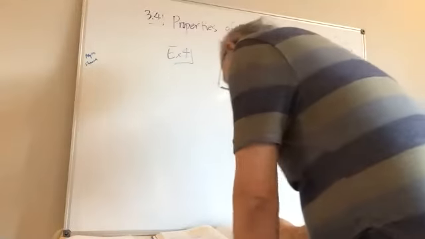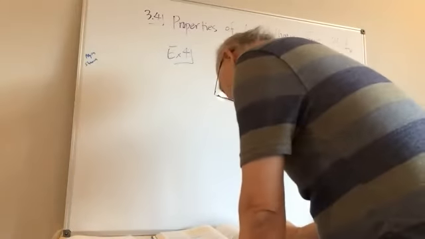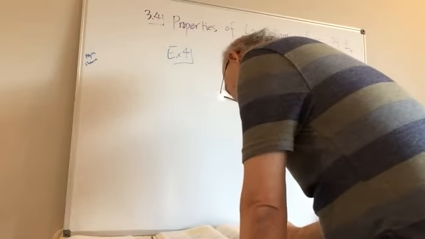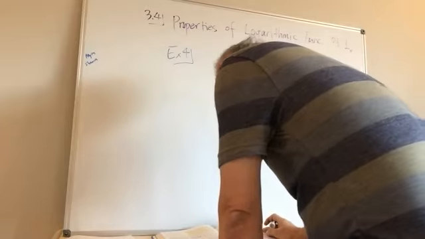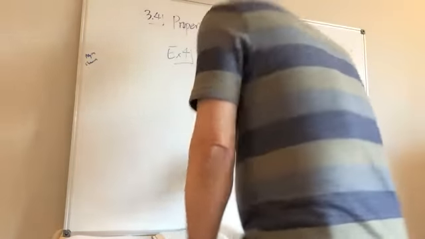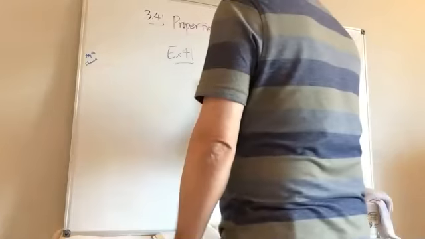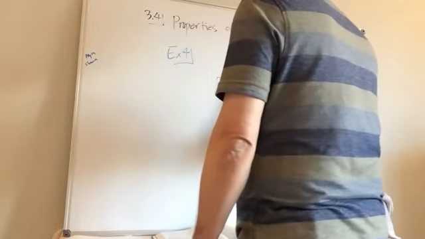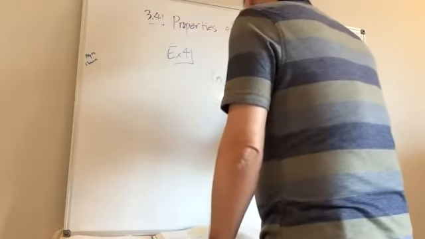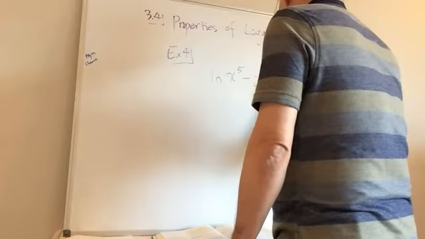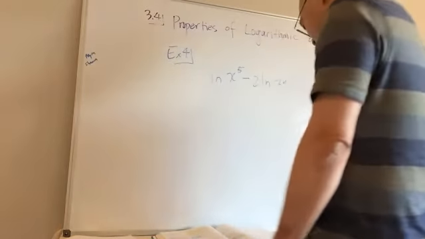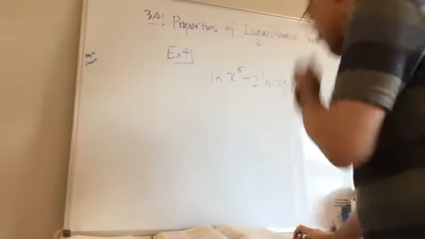Example number 4. Considering condensing. Assume that x and y are positive, write as a single logarithm. So I have natural log of x to the 5th minus 2 natural log xy. Okay, write as a single logarithm.